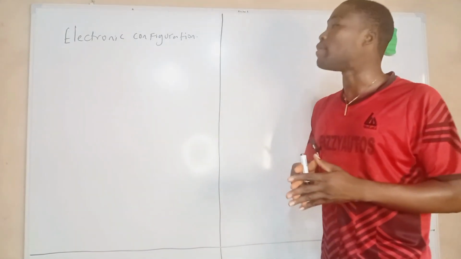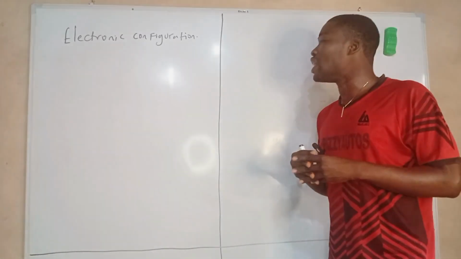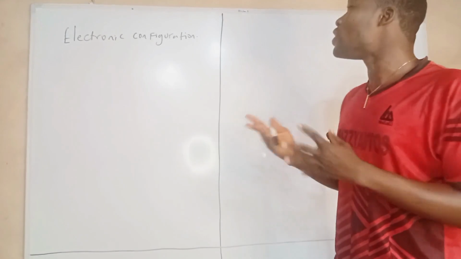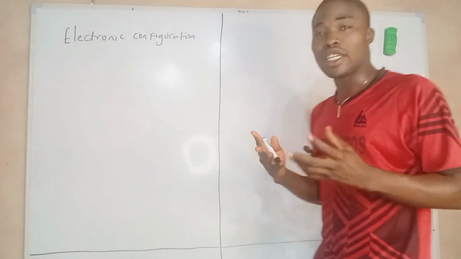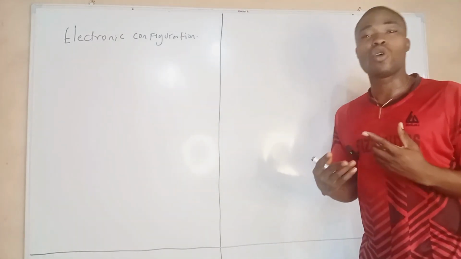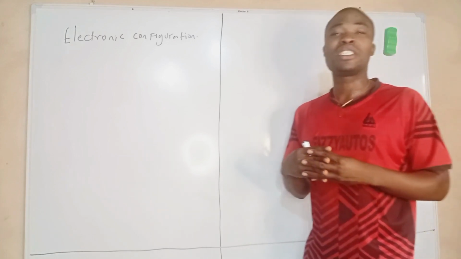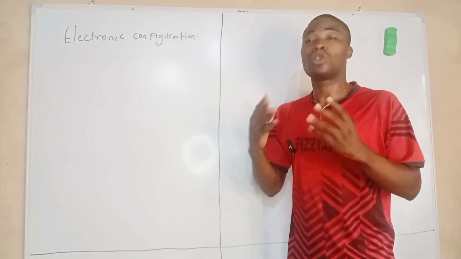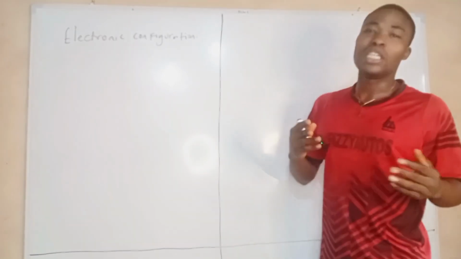Today I'm going to be looking at the electronic configuration of an atom. Now, quickly, what is the concept behind electronic configuration? Electronic configuration is the arrangement of electrons into orbitals or orbits in an atom. It's the way we arrange electrons as they're supposed to be in an atom, in the orbitals or in the shells.